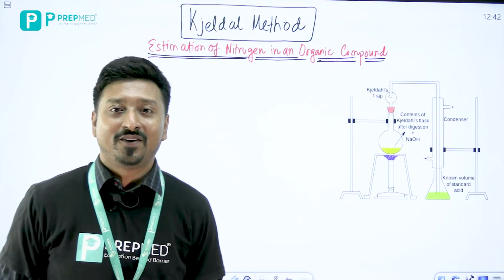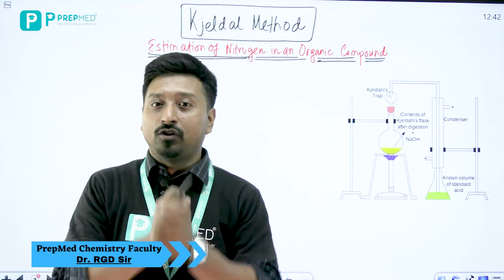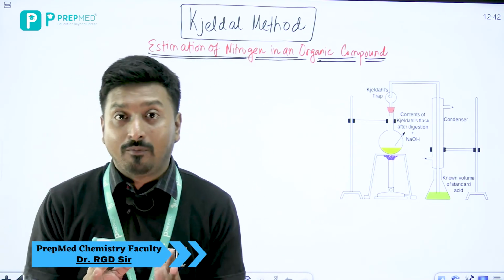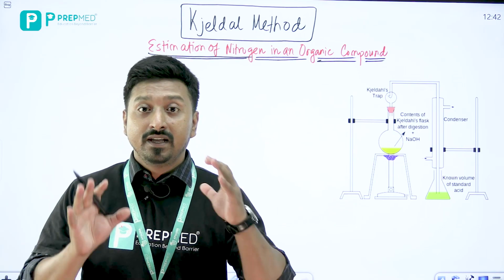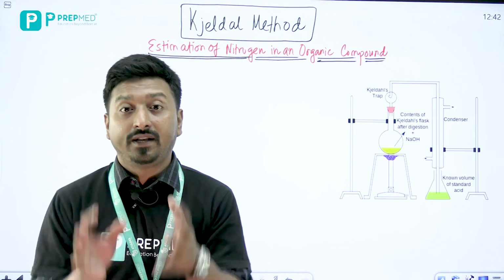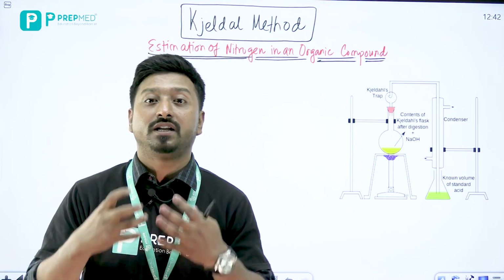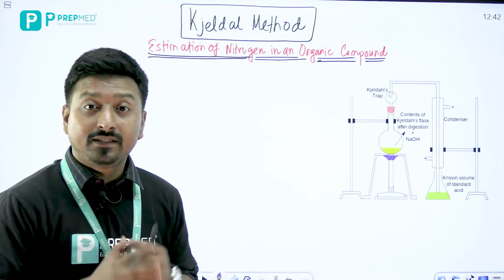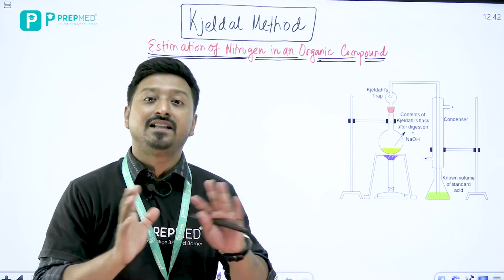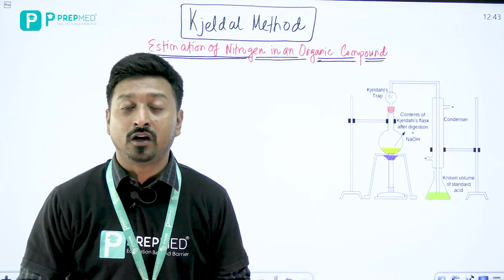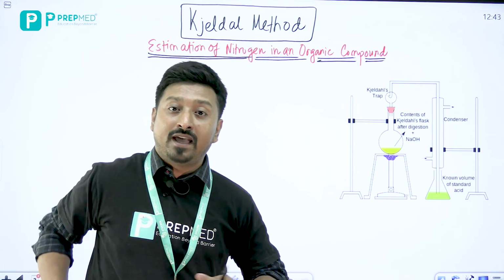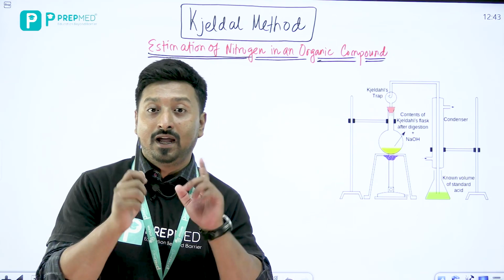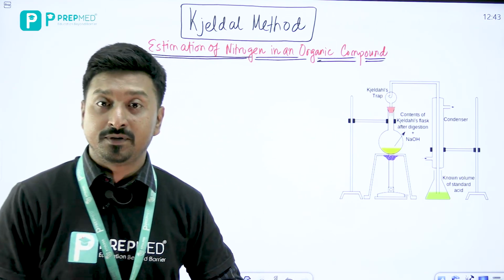Hello students. Today we are going to talk about a very important topic for your NEET examination. That is one of the ways to determine how much nitrogen is present in an organic compound. The method is called the Kjeldahl method. There is another method also, that is the Dumas method, for which we have already published a video. Check the description section.